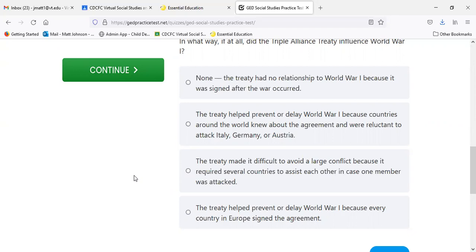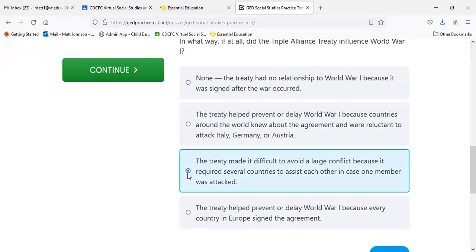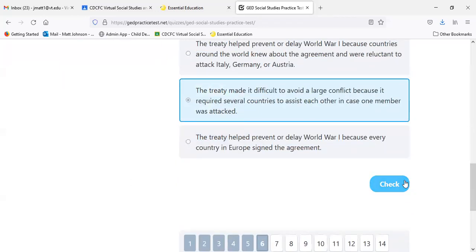Would it be B as in boy, the treaty helped prevent or delay? I believe it's actually C. The treaty made it difficult to avoid a large conflict because it required countries to assist each other. So remember, we talked about there's all these alliances before World War I. So if somebody had a beef with another country, it wound up pulling everybody into the war because of these treaties and alliances. Let's see here.